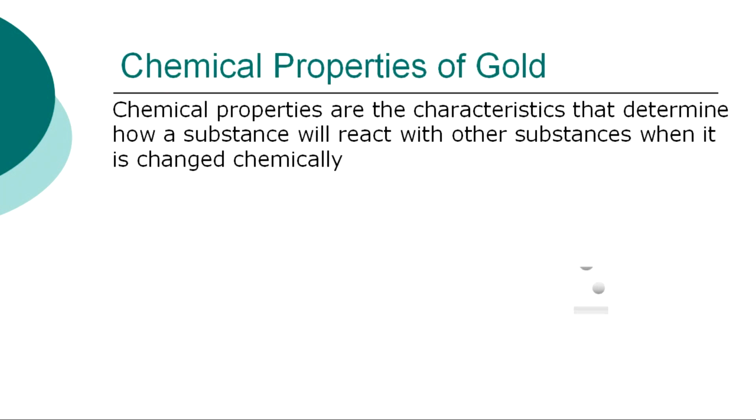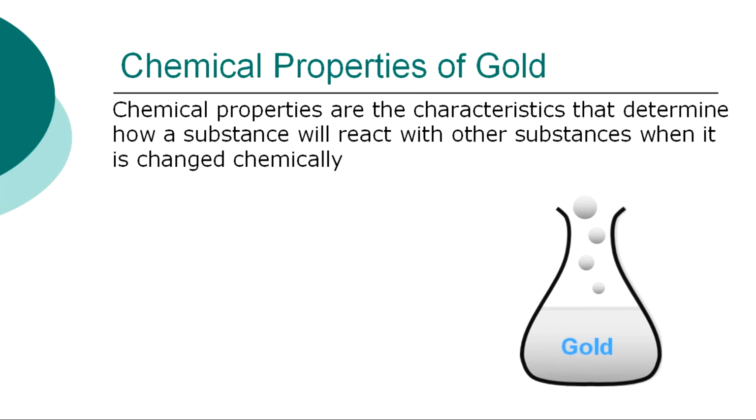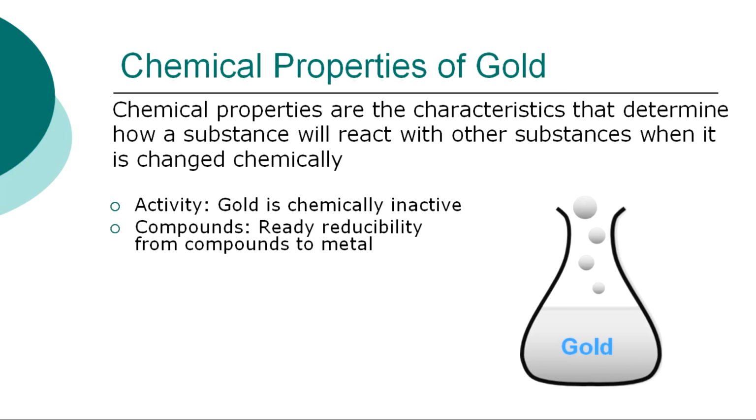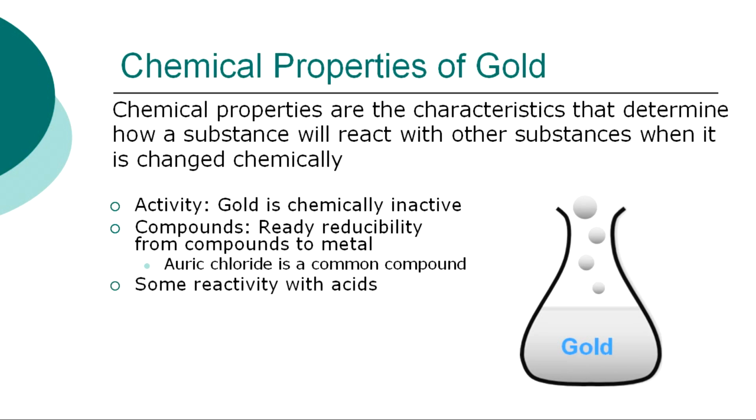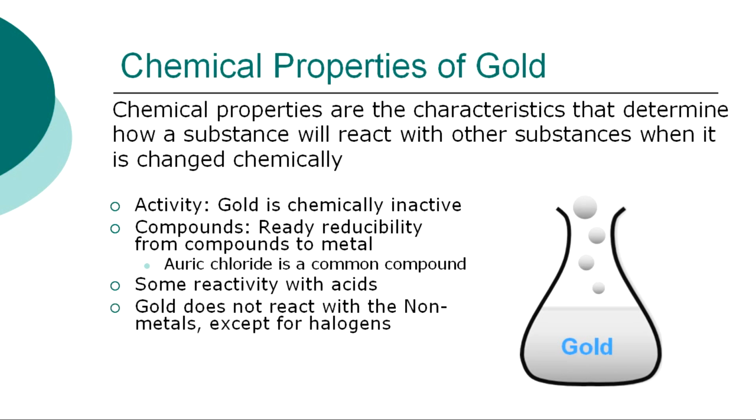The chemical properties are the characteristics that determine how gold will react with other substances when it is changed chemically. The chemical properties of gold are activity: gold is chemically inactive. It is extremely resistant to chemical action. Compounds: ready reducibility from compounds to metal. Auric chloride is a common compound. Reactivity with acids: aqua regia, a mixture of nitric and hydrochloric acids, has the ability to dissolve gold. Reactivity with nonmetals: gold does not react with the nonmetals except for halogens, with which it forms halides. Alloys: silver and platinum.